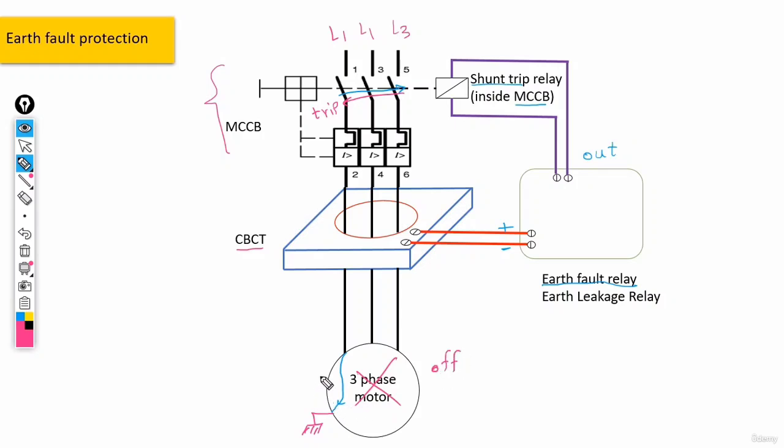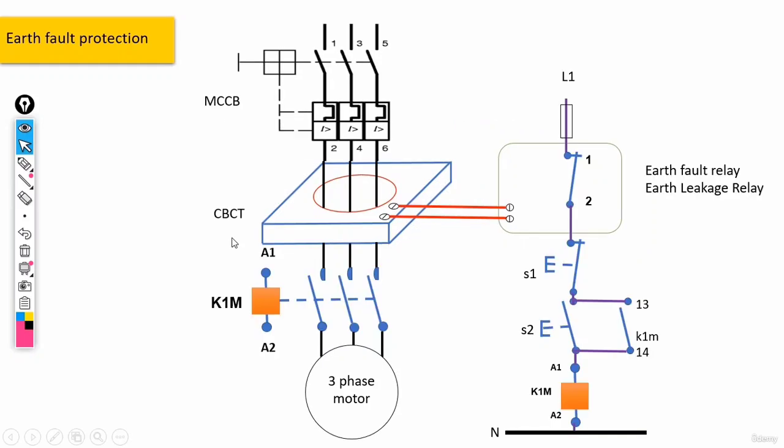Right, guys, so basically, this is how you can protect your three-phase motor using equipment such as the MCCB breaker, CBCT transformer, earth fault relay, and also shunt trip relay. Now, guys, we are also able to do something else. Let me change the slide. Okay, guys, take a look at this diagram.